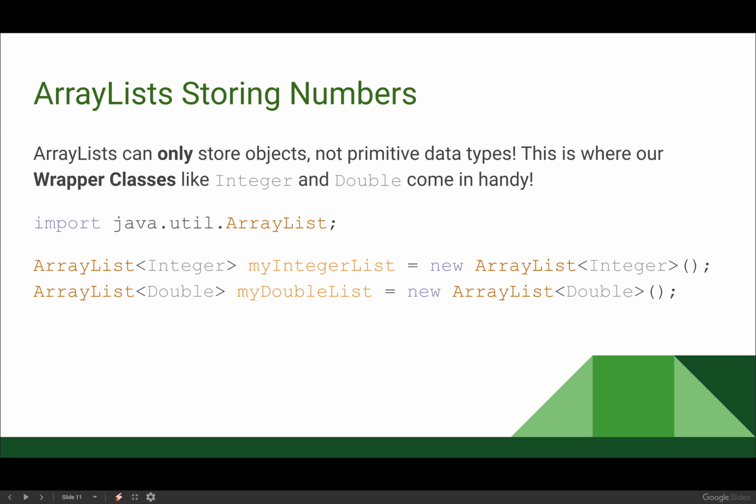So fortunately, Java does all of the handling on the back end for us. We don't have to worry about any of the actual conversion from int to Integer or from double to capital D Double. Java handles all of it, but this is something we need to be aware of while we're working with array lists.